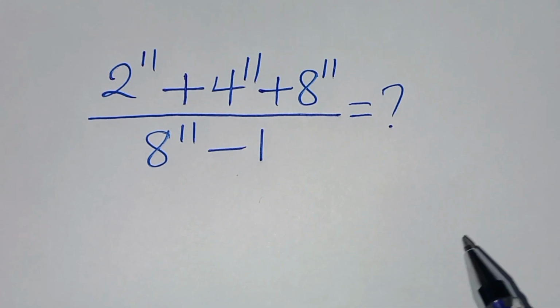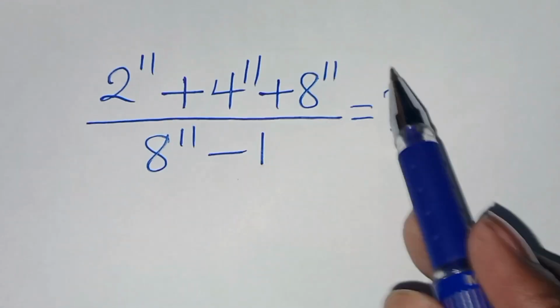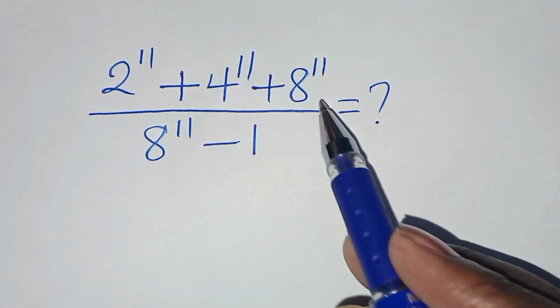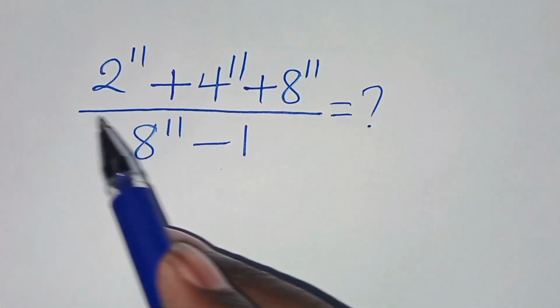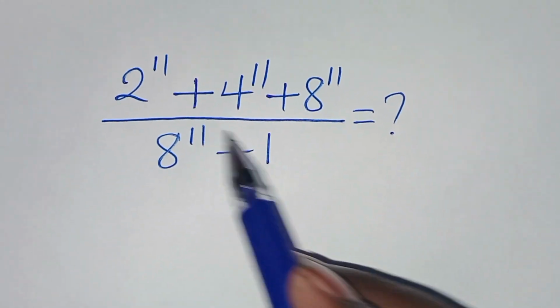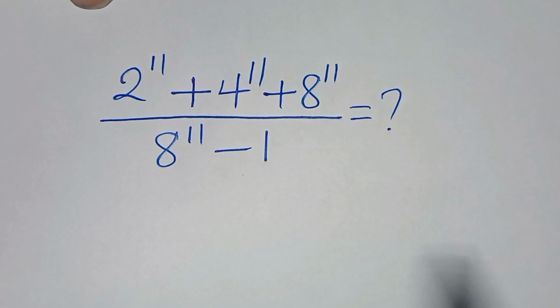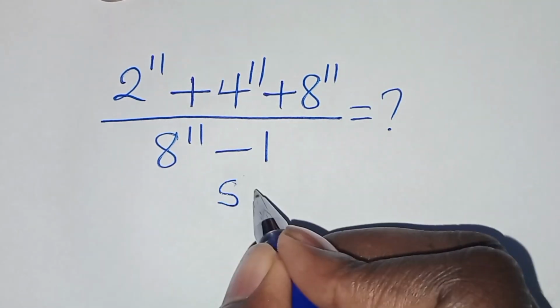Hello everyone, you're welcome to solve this nice math problem, which is 2 to the power 11 plus 4 to the power 11 plus 8 to the power 11 divided by 8 to the power 11 minus 1. So how do we solve this math problem? Let's present a solution from here.